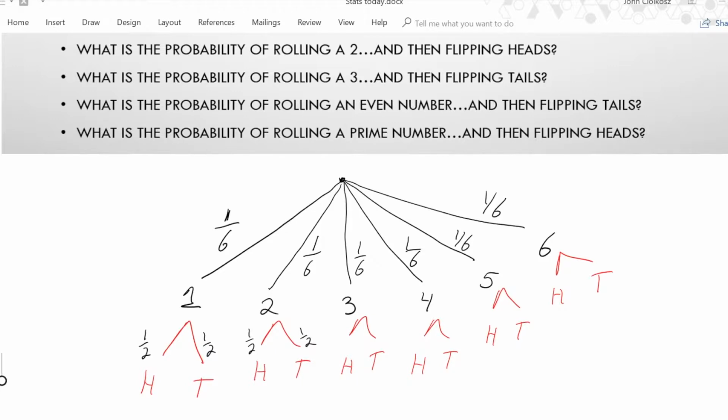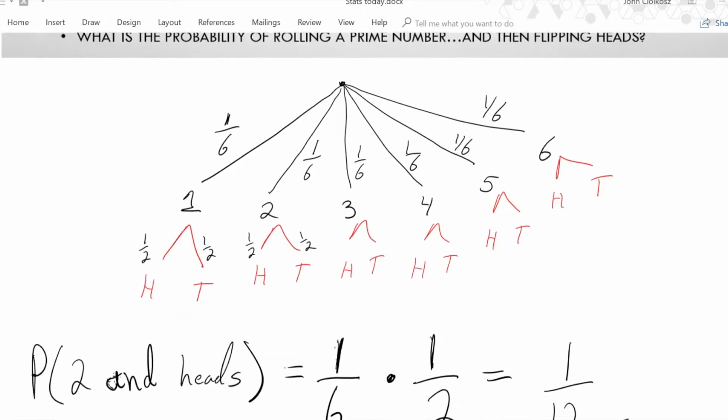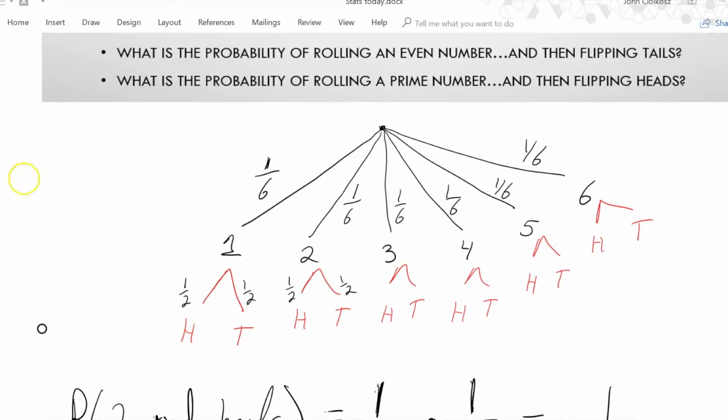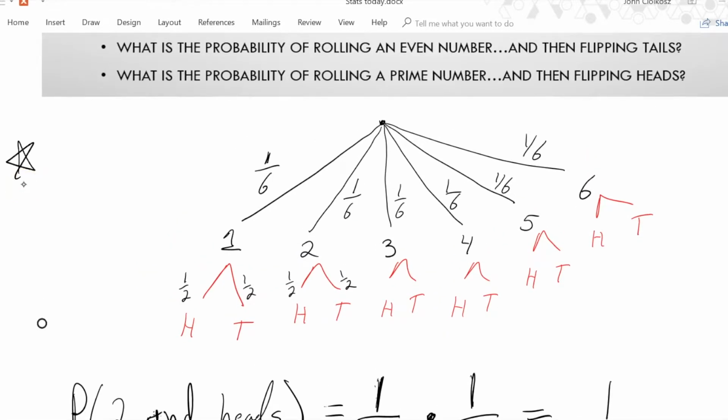And our last one, probability of rolling a prime number. So between 1 and 6, which of these numbers are prime numbers? All right, so prime numbers. 1 is not considered prime. They are 2, 3, 5, and you got like 7, 11, 13.